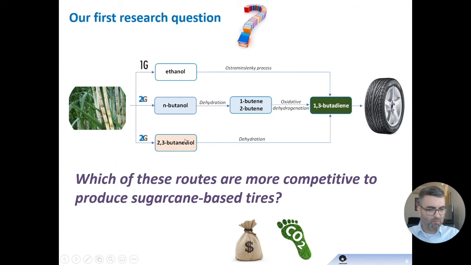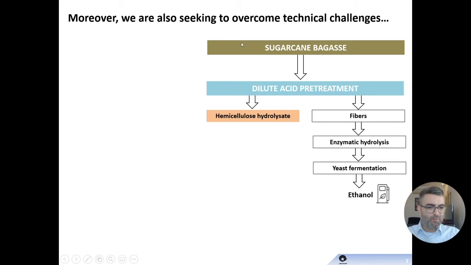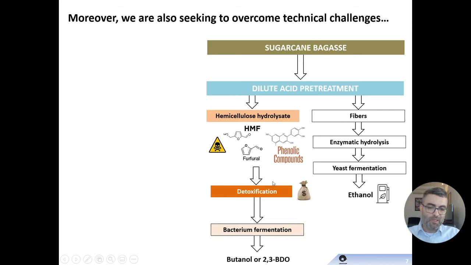And we are all seeking ways to overcome technical challenges in this research. When we use bagasse to produce sugars, the fibers would produce glucose, and then it can be used to produce ethanol. On the other hand, the hemp cellulose hydrolysate contains a lot of inhibitors that need to be detoxified in order for this sugar stream to be fermented to produce any chemical, including butanol and BDO. But it costs, and there is also loss of sugar in this step.